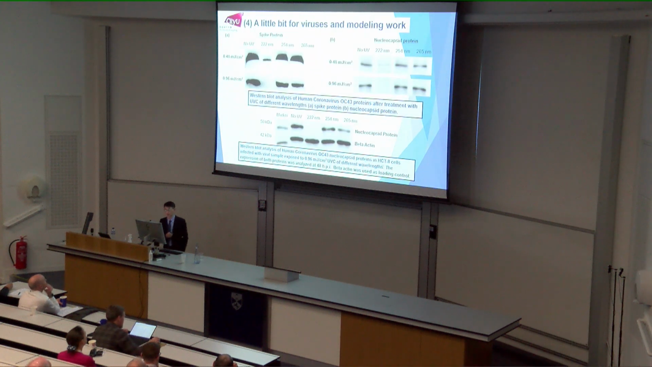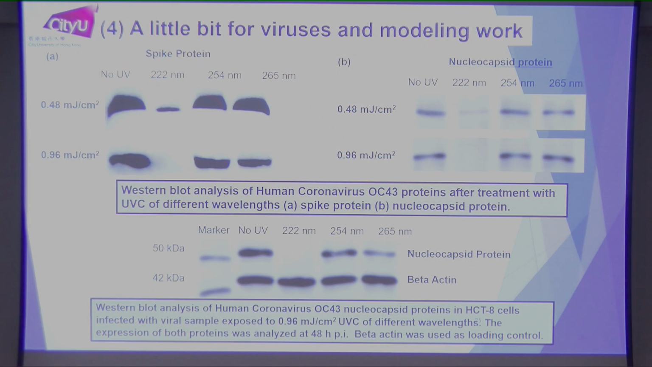Okay, this is a little bit for the virus and the modeling work. Here, the top figure is the Western blot analysis for the OC43 virus only, and then the left-hand side is the spike protein, and the right-hand side is the nucleocapsid protein. Okay, the bottom part is with the infected cell. You can see clearly that under 222, it's nothing. It's very weak. It means that 222 for this OC43 does much better than 254 and 265. Okay?